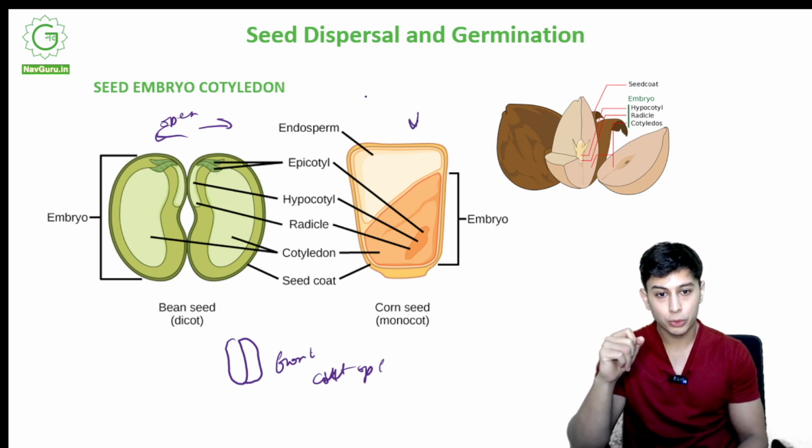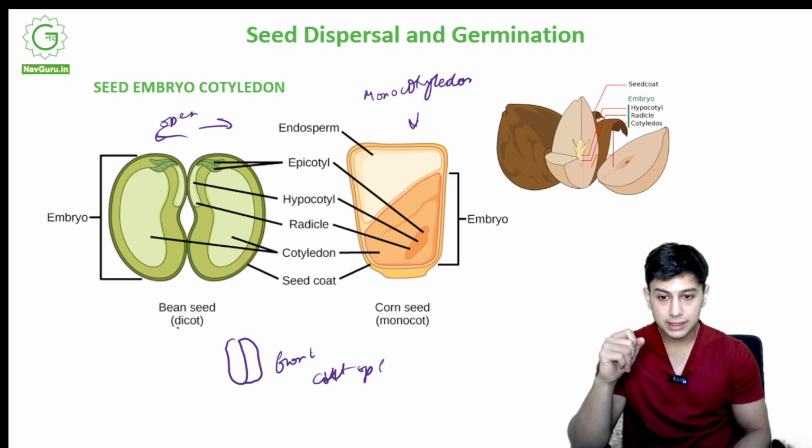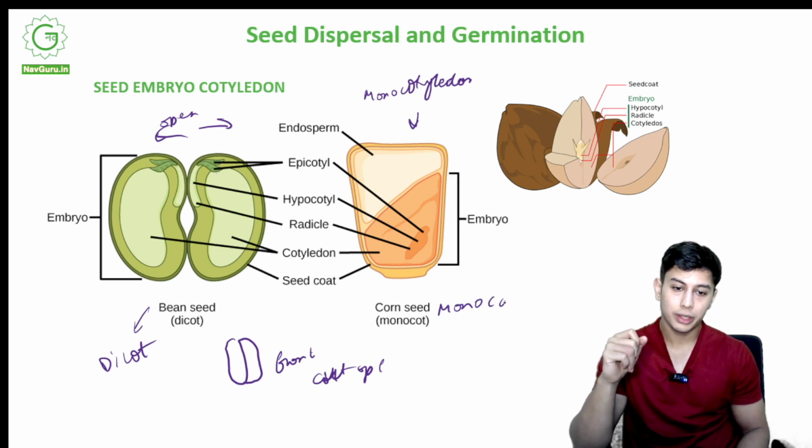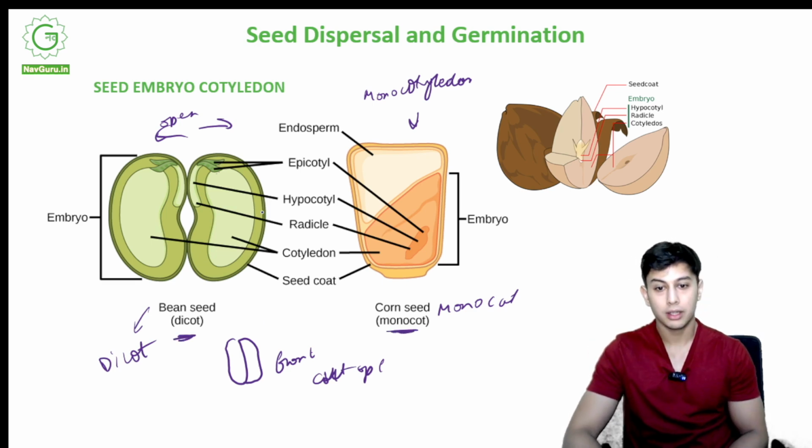Now this is a monocotyledon seed. Okay, this is a dicot. This is a monocot. Now you understand what is the difference. This can be opened into two halves. This is only one half. This is corn seed, monocot. This is bean seed, dicot.